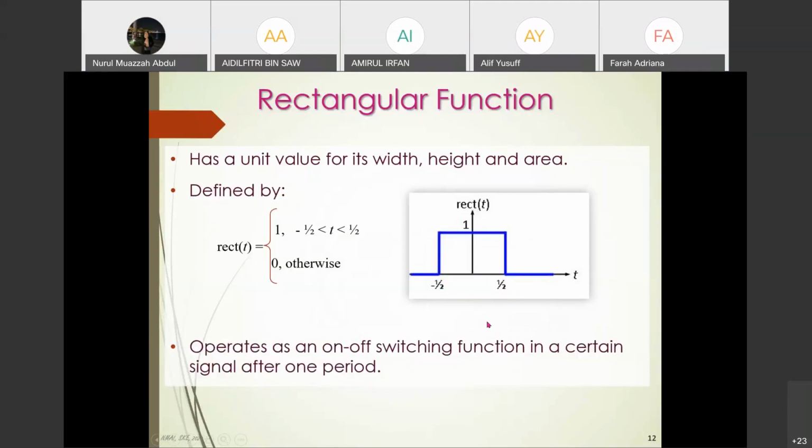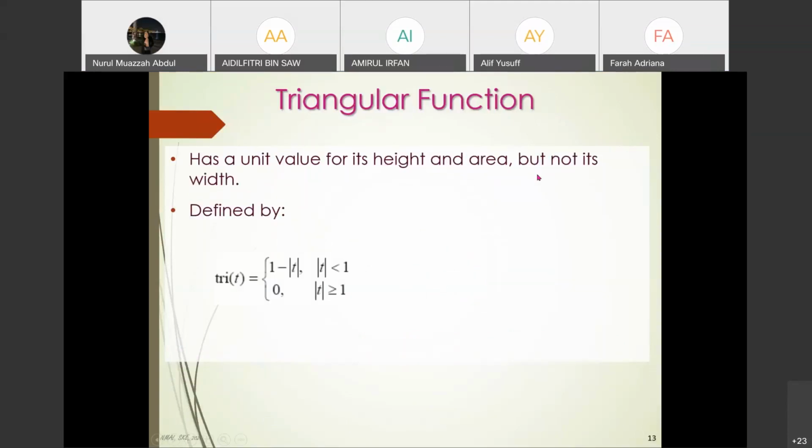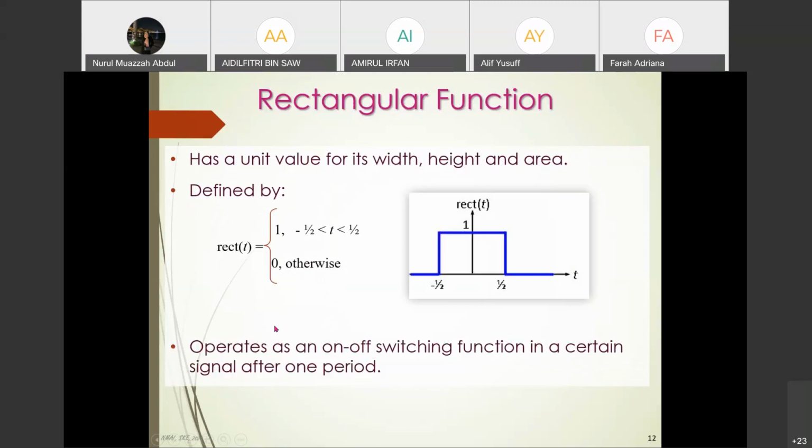Okay, then you see on the screen here, rectangular function. If you can see it, let me know. Can you see it? Yes, visible. Okay. Alright.